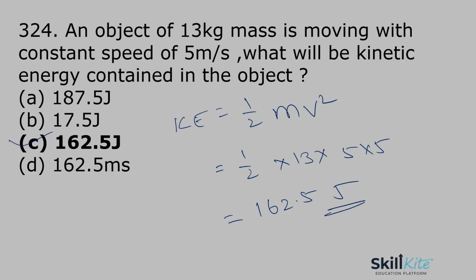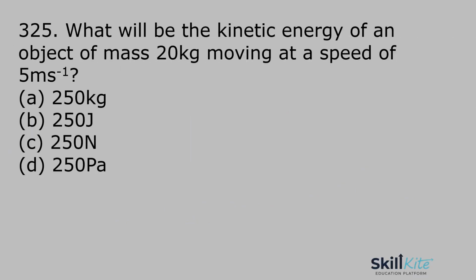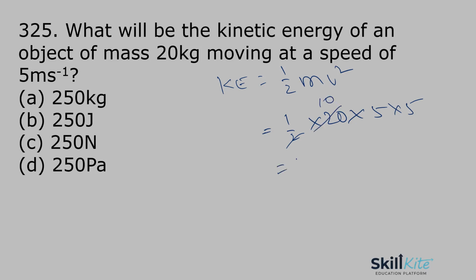Okay, what will be the kinetic energy of an object of mass 20 kg moving at a speed of 5 meter per second? Okay, kinetic energy of half mv square kada. Okay, half into 20 into 5 into 5. Okay, 10, so 250 joules. Okay, so option B.